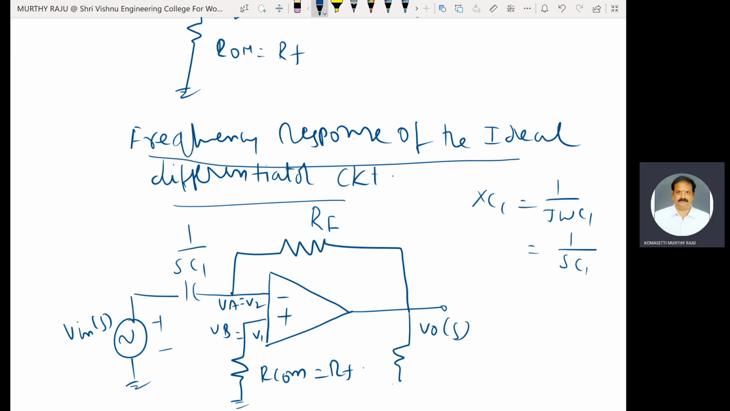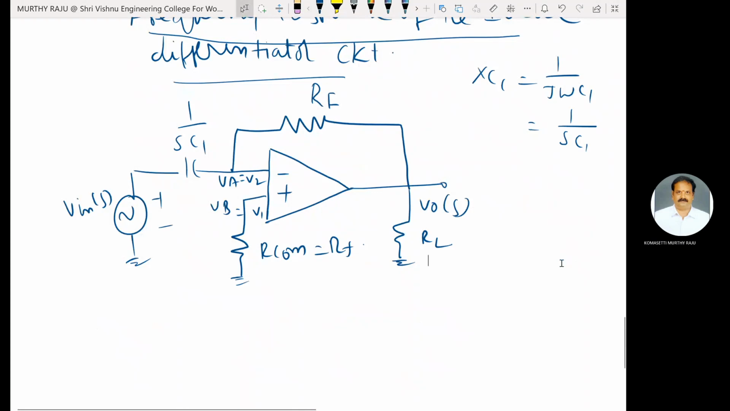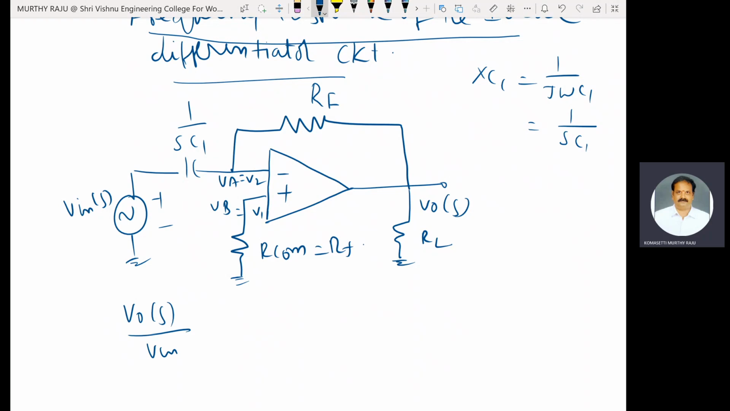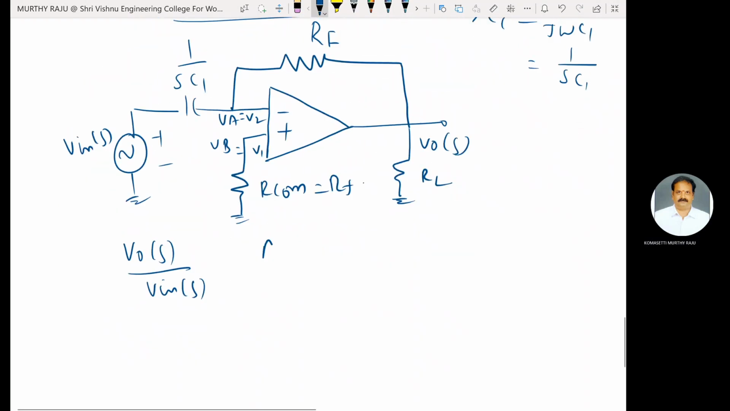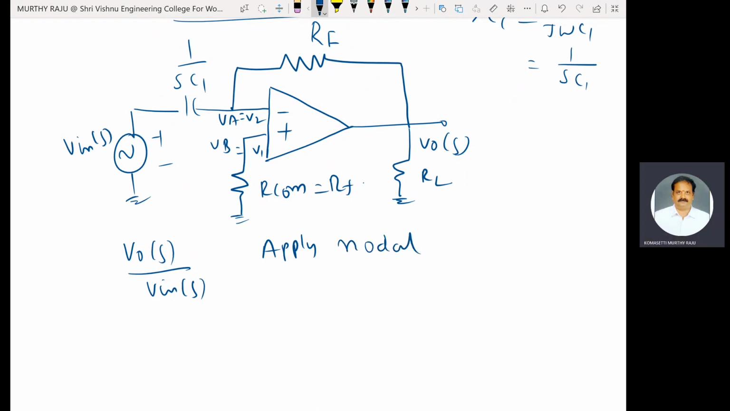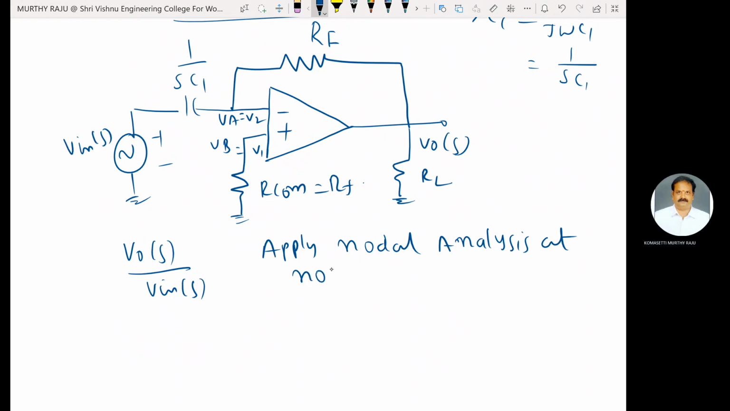Now calculate the gain of that ideal differentiator circuit or basic differentiator circuit. Now we have to calculate V0 by Vin of S. Here apply nodal analysis at node A. This is the node A.